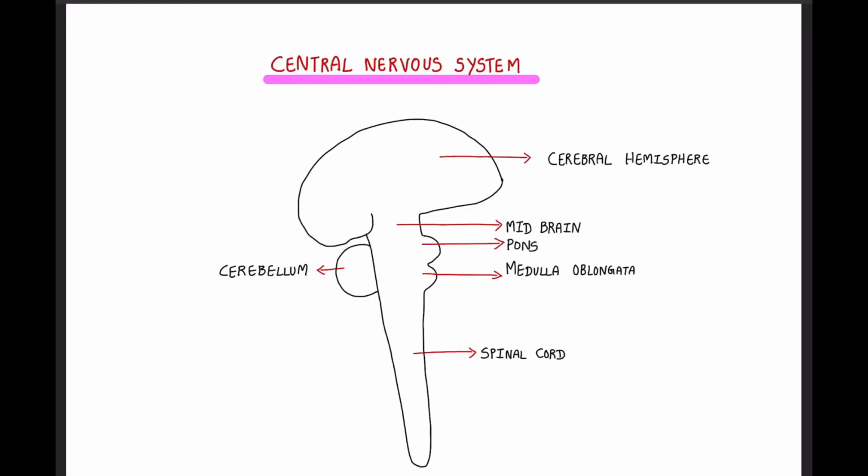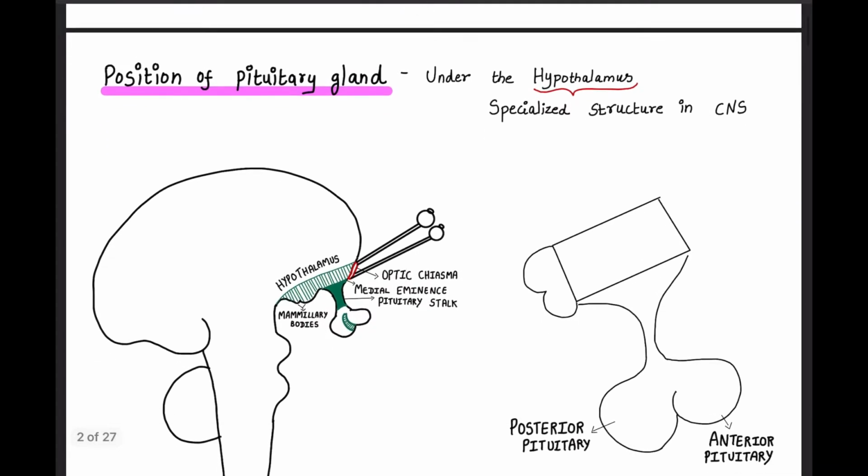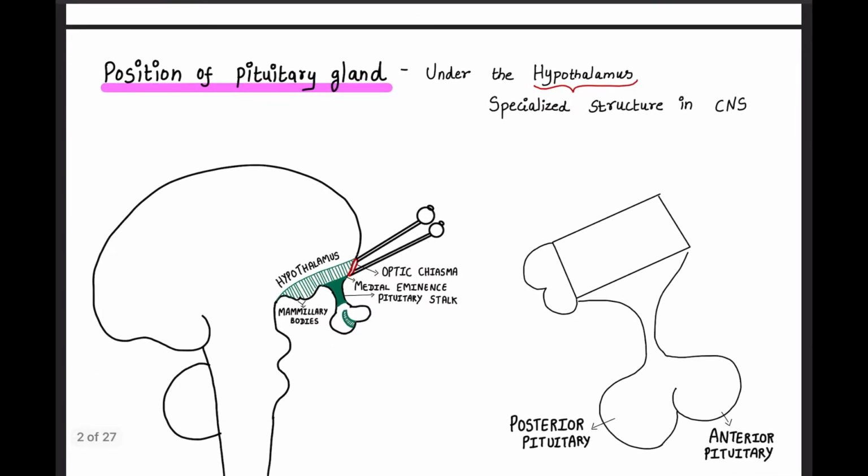Today's lecture is about the anterior pituitary hormones and growth hormones in detail. As you know, in the central nervous system you have the cerebral hemisphere, midbrain, pons, medulla oblongata, spinal cord and cerebellum. Please know these structures of the central nervous system very thoroughly, because it will be very useful in all our lectures. So where exactly is this pituitary gland located in the central nervous system?